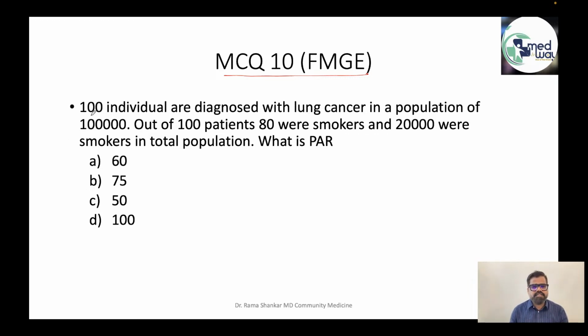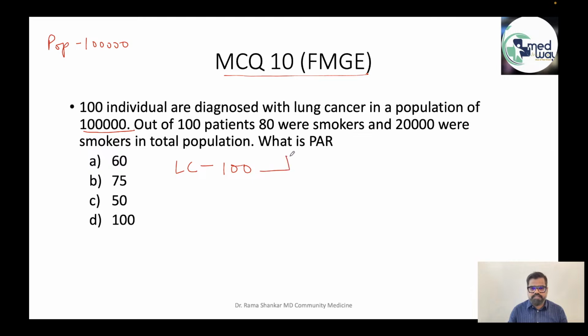Try to understand this. Now, 100 individuals are diagnosed with lung cancer. Okay, so the disease is lung cancer. Diagnosed is 100, right? 100 individuals are diagnosed with lung cancer. Okay, population is 1 lakh. So I write here population 1 lakh. Okay, out of 100 patients, 80 were smokers.